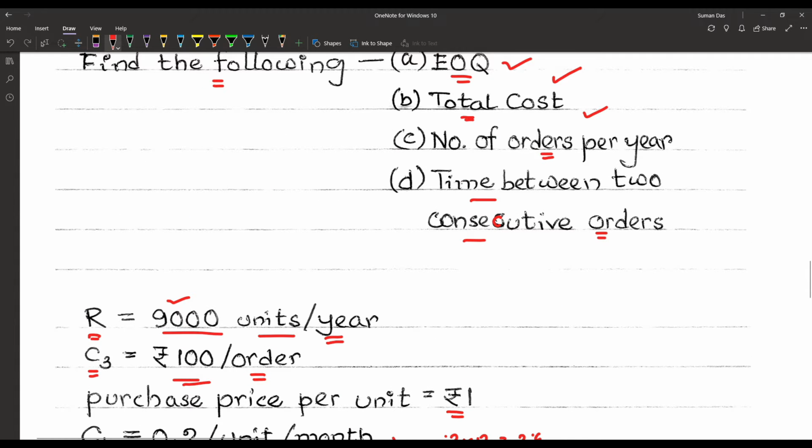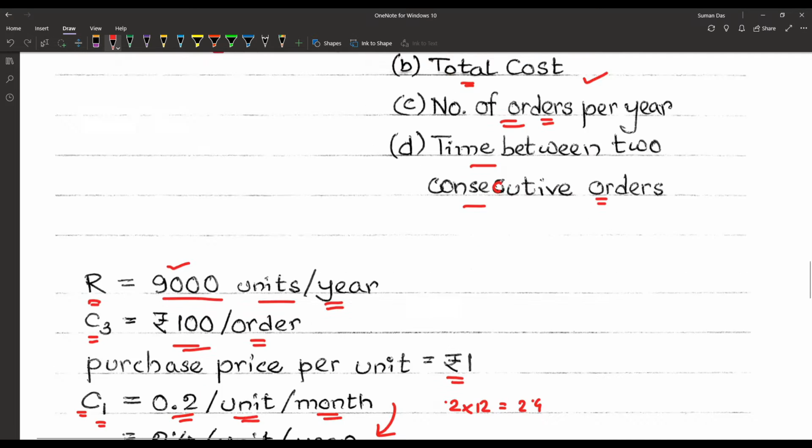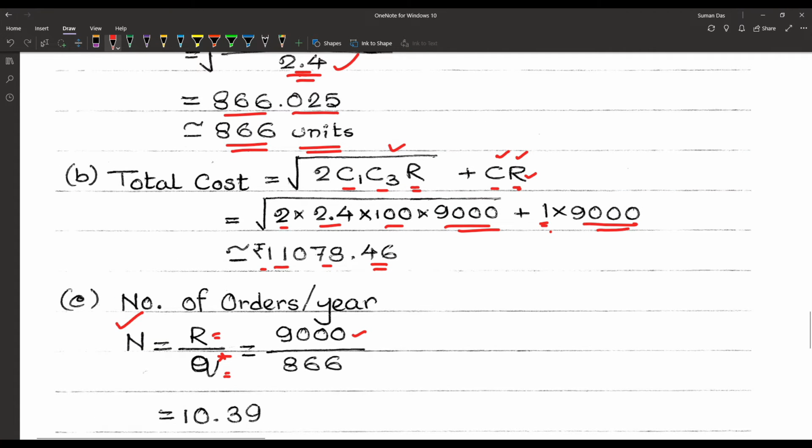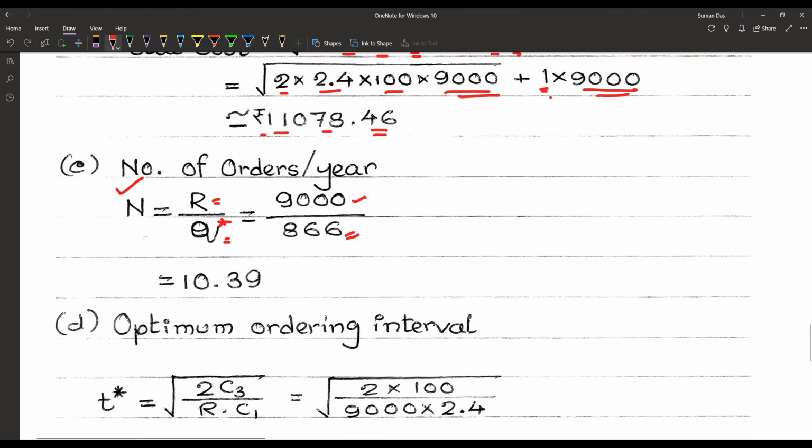Let's check the third question: what is the number of orders per year? We have to find capital N, and that is equal to R by Q star, or 9000, that is our R, upon Q star, that is our EOQ. We have already found the EOQ, that is 866. So 9000 upon 866, and the number of orders per year is equal to 10.39, which may be written as nearly equal to 10.